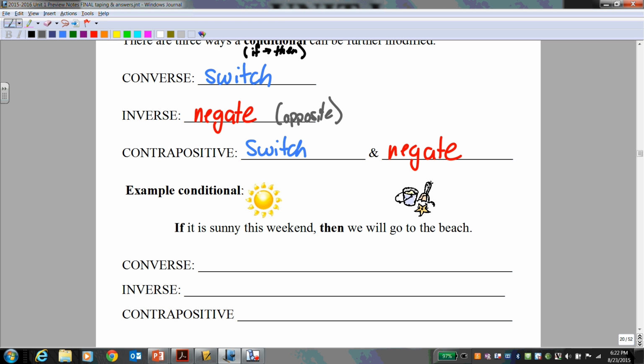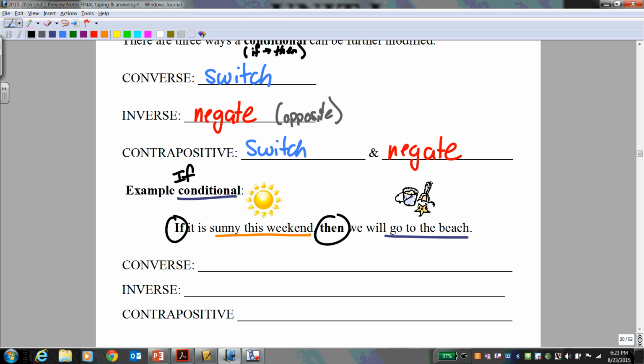Ready? Let me give you an example here. It says, if it is sunny this weekend, then we will go to the beach. That's our original conditional, our original if-then statement. If it is sunny, then we will go to the beach.